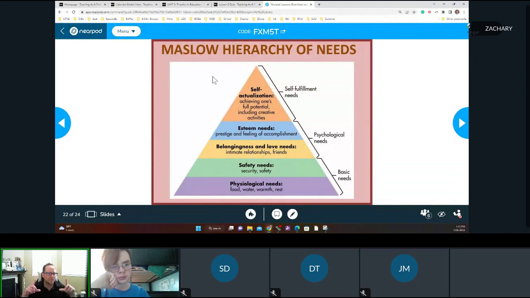Maslow's hierarchy of needs, it is a pyramid, but what we have here on the very bottom is what we call our basic needs. And so what we're saying is students cannot work or learn unless certain needs are met. Like if you don't have food or shelter or rest or safety or security, you're not going to be able to focus on what you need to focus on, right? Which would be learning, right?